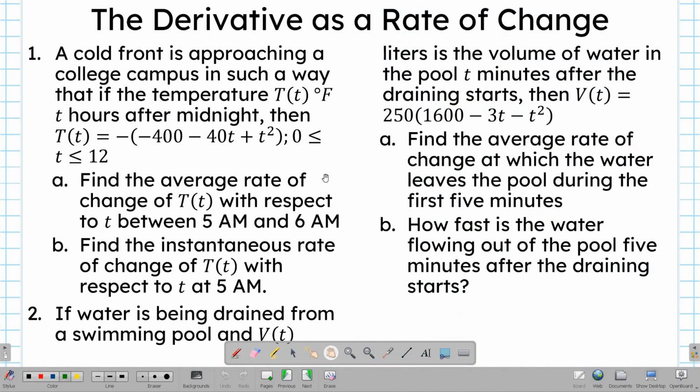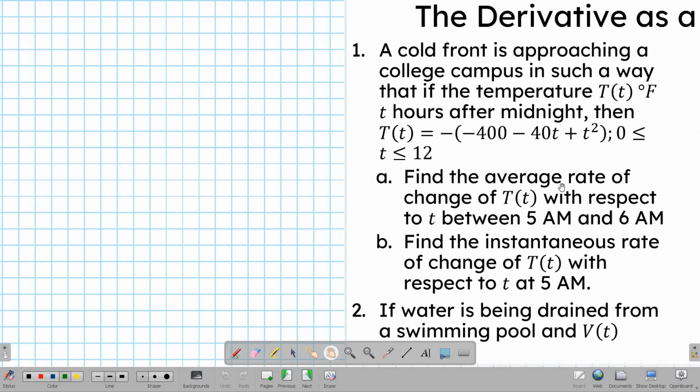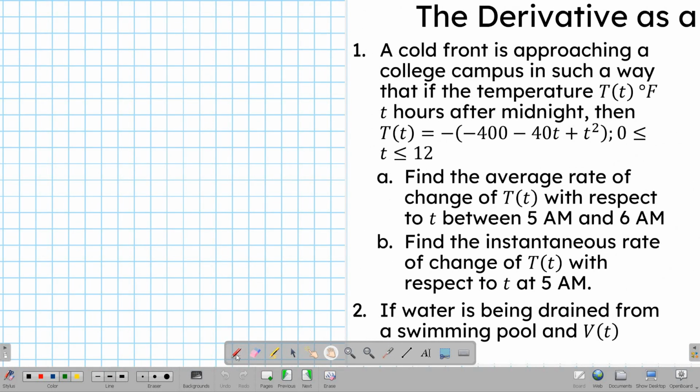So now let's have more examples of the derivative being considered as a rate of change. So we have number 1, a cold front approaching a college campus in such a way that the temperature T of t degrees Fahrenheit, t hours after midnight, is given by the function T of t equals negative 400 minus 40t plus t squared, wherein t is between 0 and 10.